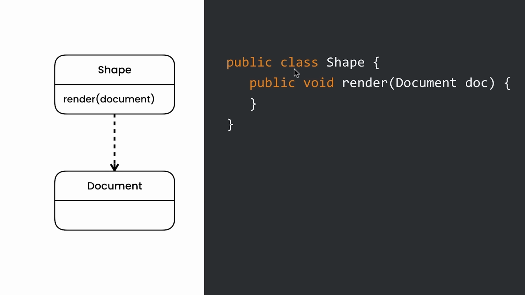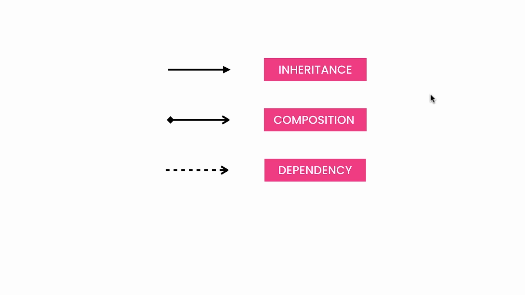Here's an example. In the shape class, we have a method called render, and this method has a parameter of type document. So document is not a field in this class, but it's used somewhere in this class. In this case, it's a parameter, but it could also be a local variable defined in the render method. So somewhere in the shape class, we have a reference or a dependency to the document class, okay? So here are the three types of relationships we're going to use in this course: inheritance, composition, and dependency.